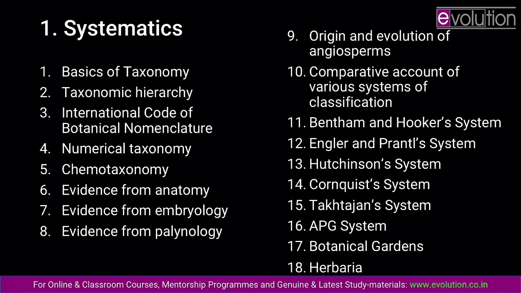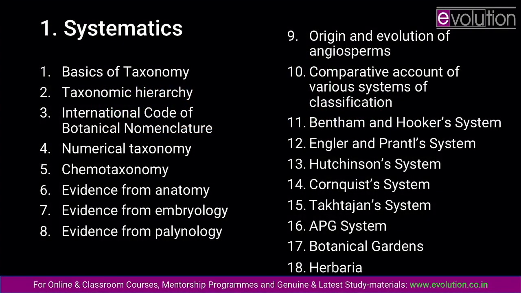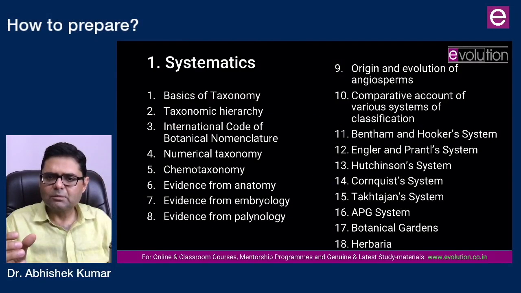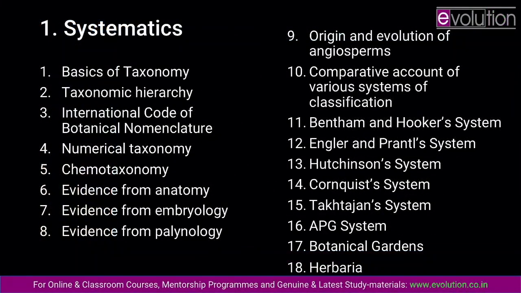10th topic is comparative account of various systems of classification. Comparative account I have mentioned separately because in the examination, the comparative account has been asked more commonly. Once you have done individual systems of classification, you will be able to do the comparative account really well. You have to do Bentham and Hooker system, you have to do Engler and Prantl system, Hutchinson system, Cronquist system, Takhtajan, APG, Botanical Garden, Herbaria.